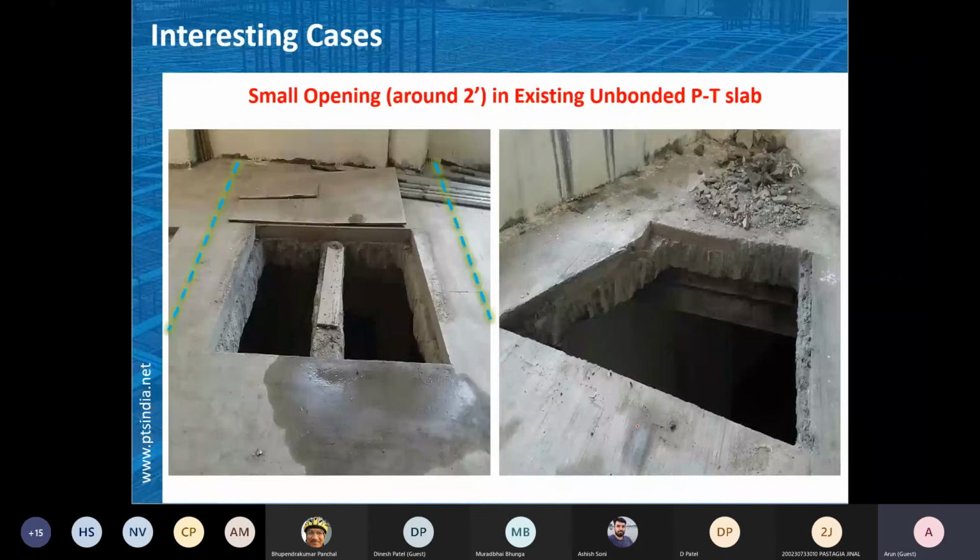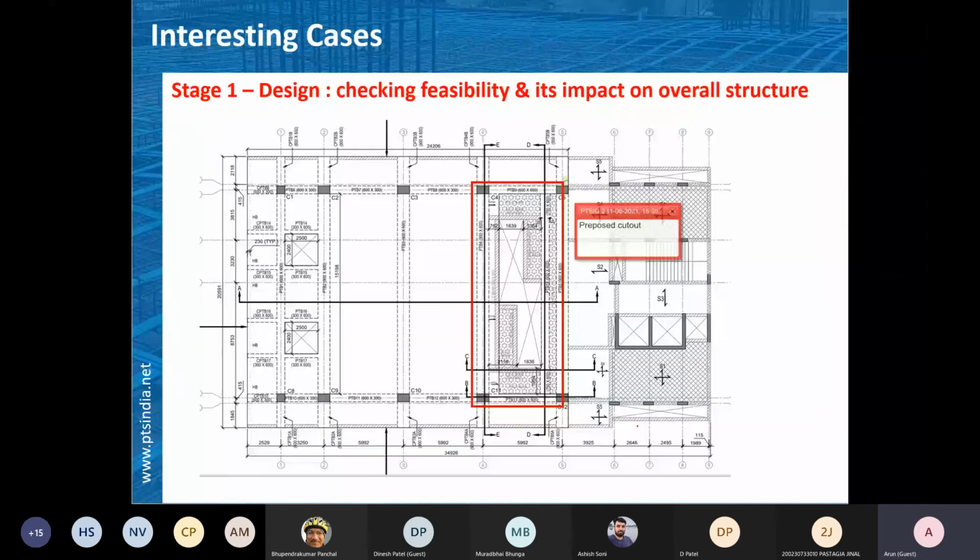Then a large cutout. Say for example, in the building, the column to column distance was around 60 feet, and this is around 15 feet, like that. Here you can see that they wanted to have this kind of cutout in the PT slab, and that was in a couple of floors, not in one floor.